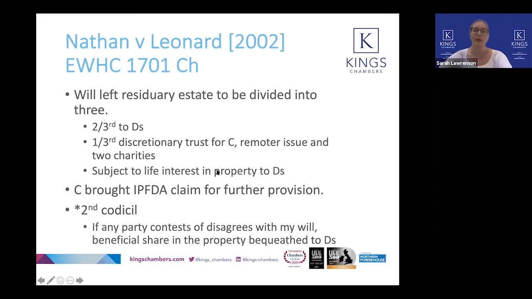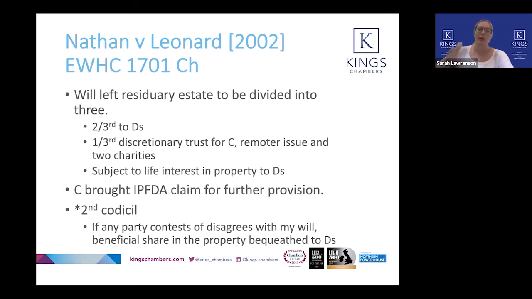So the case of Nathan and Leonard, it's only High Court. However, it has been around since 2002, and so far it appears to have been accepted as largely restating what the existing principles are, as I say, that date all the way back to the 1860s. Here we have a case where Mrs.